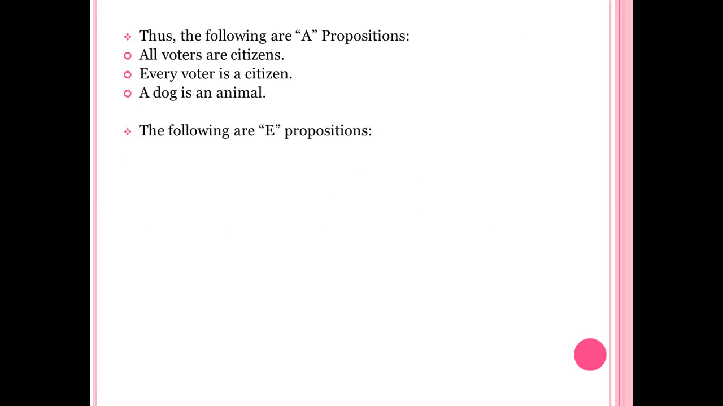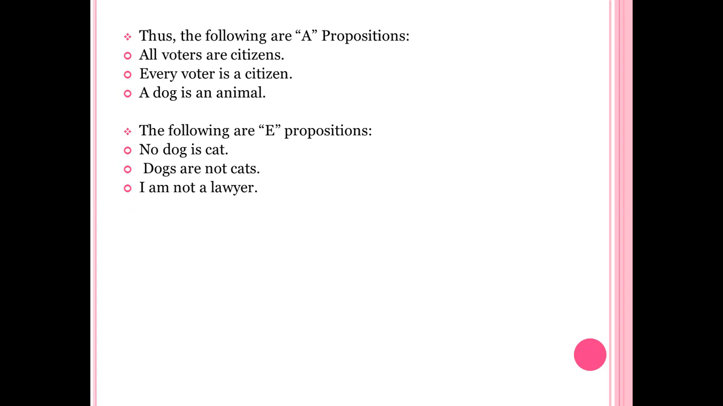So how about the E proposition? If we are talking about the E proposition, it is either again universal or singular. So the E proposition signifies a negative proposition. So no dog is a cat. Dogs are not cats. I am not a lawyer. So A signifies an affirmative proposition and E signifies a negative proposition. But the difference is A and E are for singular and universal only.